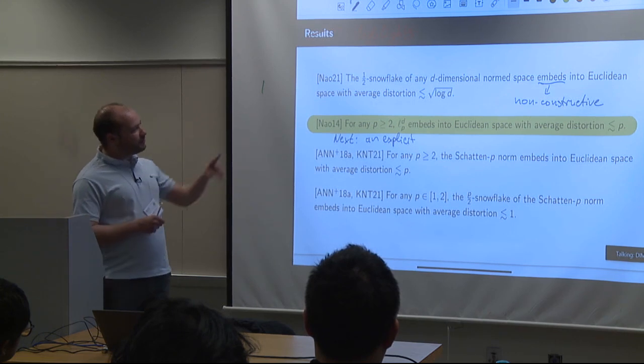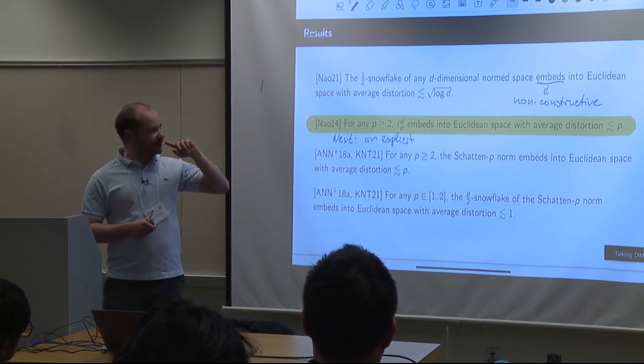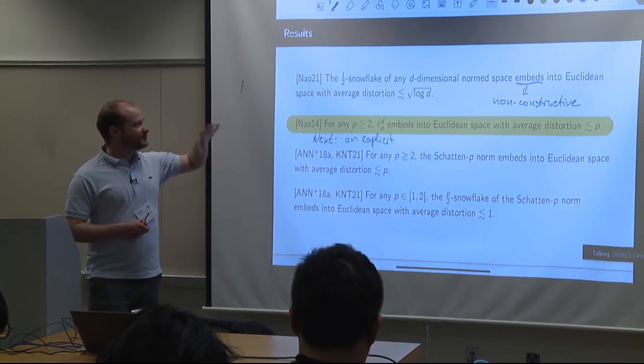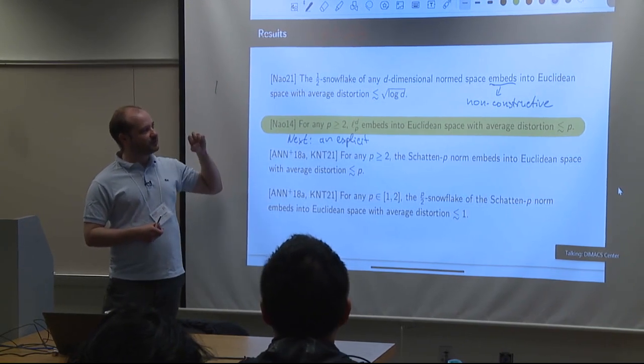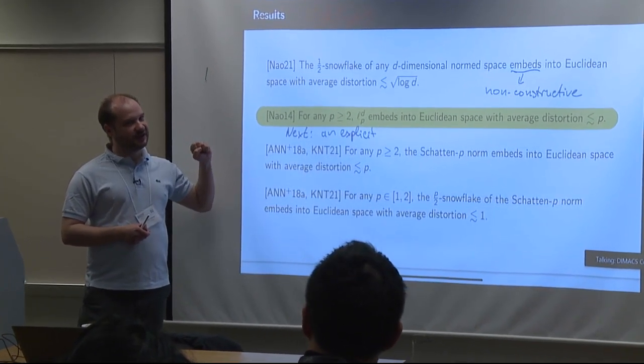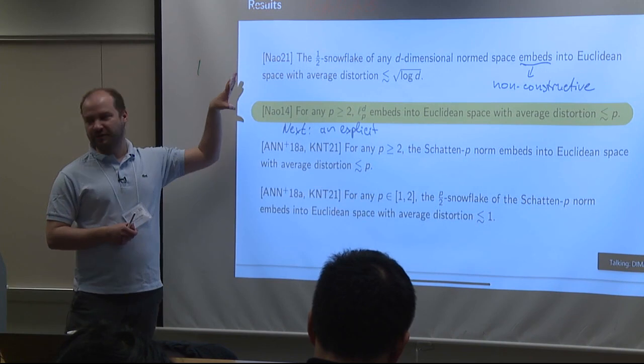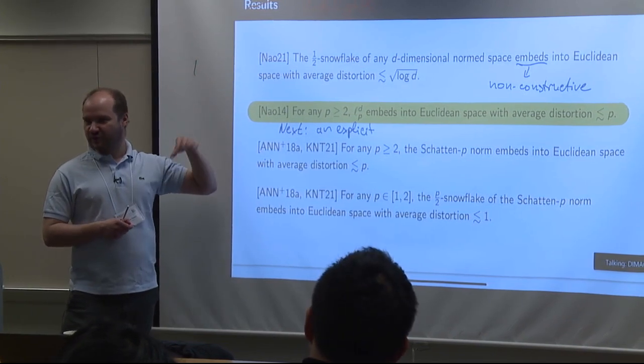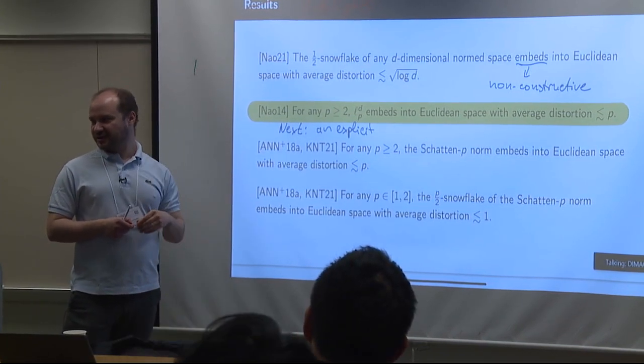Yeah. So I'll mention at the end, hopefully I have time, this is quite non-explicit. We know some more explicit embedding for any norm space with worse distortion guarantees.